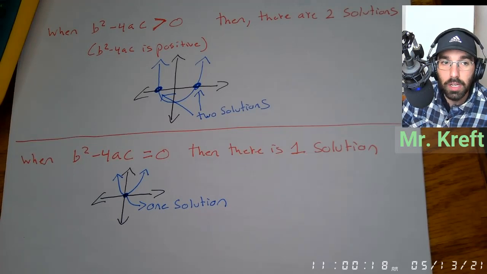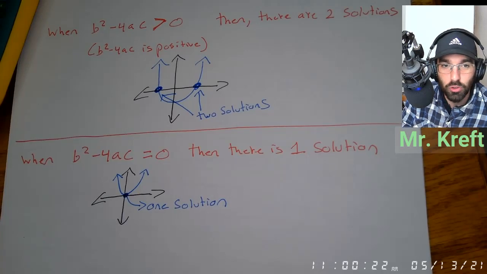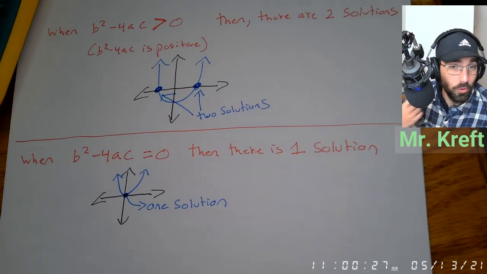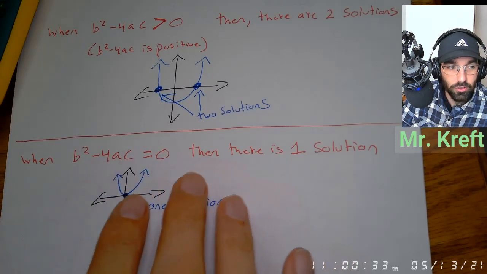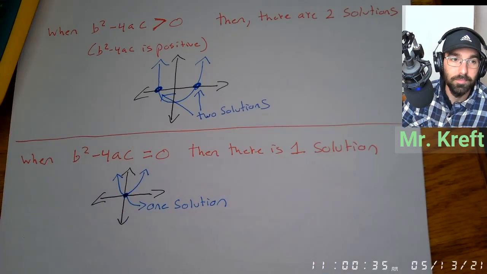Algebraically, when you're doing the math, that's when you get a repeated answer, like x equals 2, x equals 2. So there's only one answer, because 2 is the same number as 2. When we do this, you get the same answer twice.